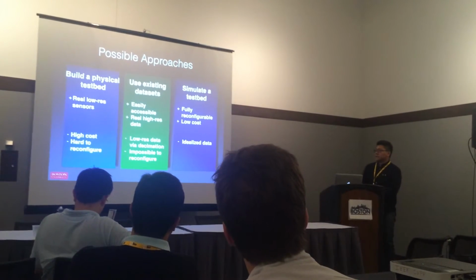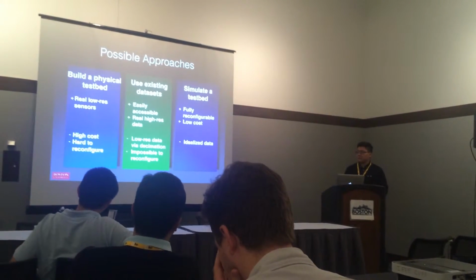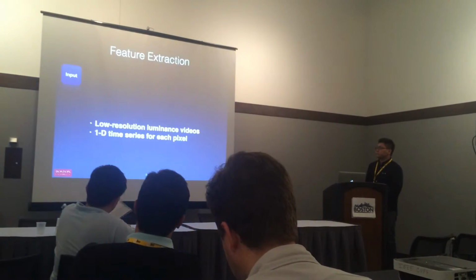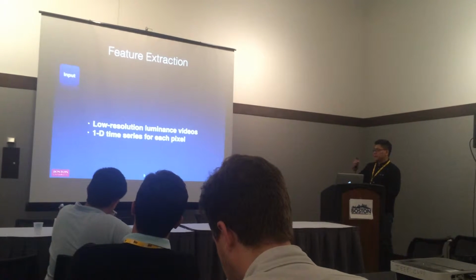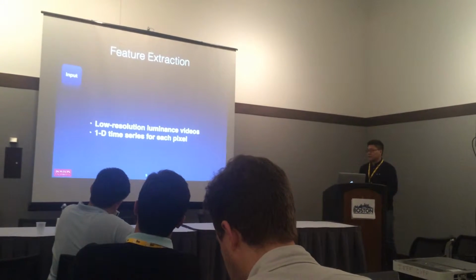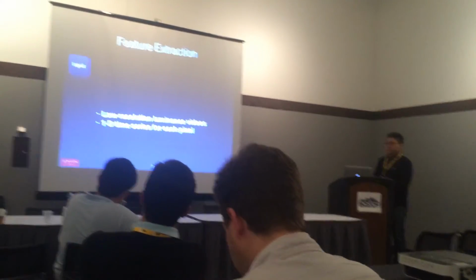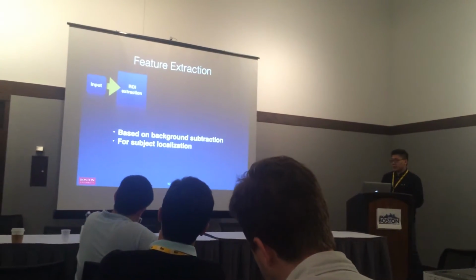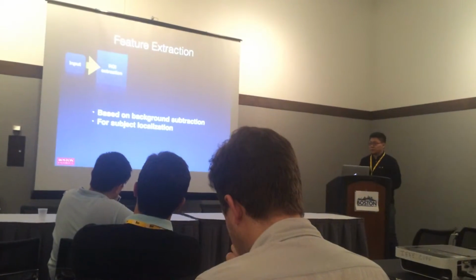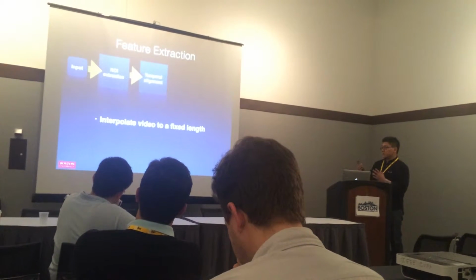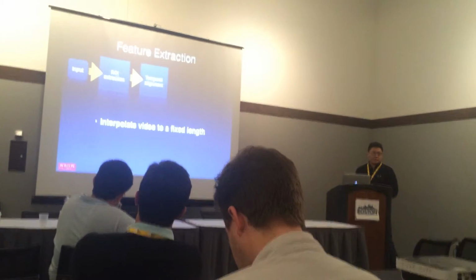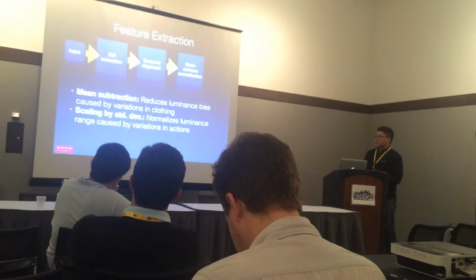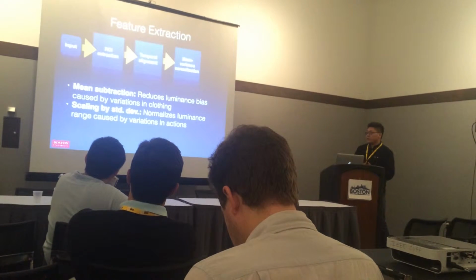Next, I'll first introduce our feature extraction method and our classification method, because they're the same on all these 3 approaches. Recall that the input is basically low resolution luminous videos, and if you consider each pixel, it's only a 1D time series. So we first extract a region of interest based on background subtraction. This is to localize the subject inside the video. And then, because the videos come with different frame lengths, we interpolate them to fixed lengths to do the temporal alignment later on. And for each pixel, we do a mean variation normalization.